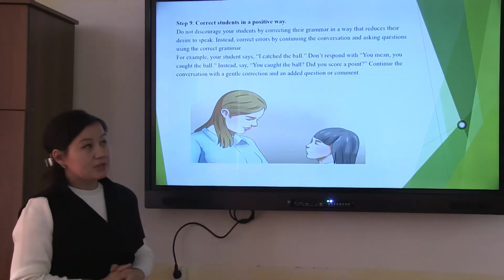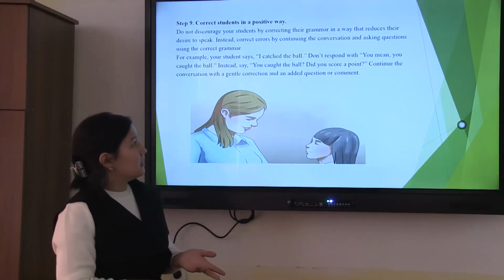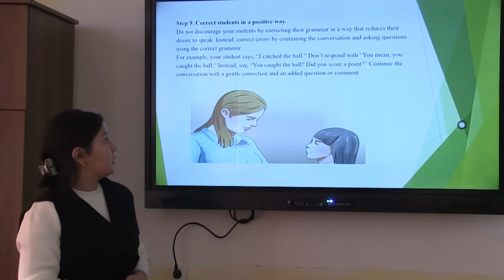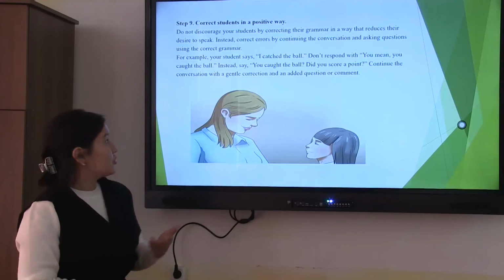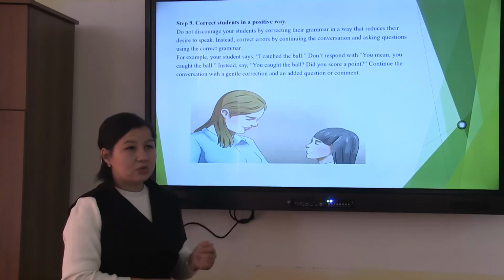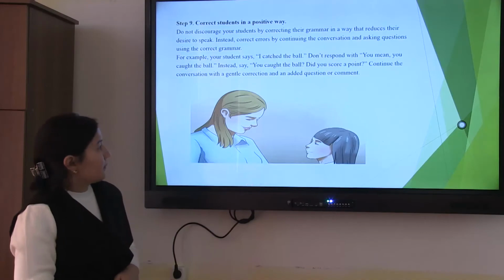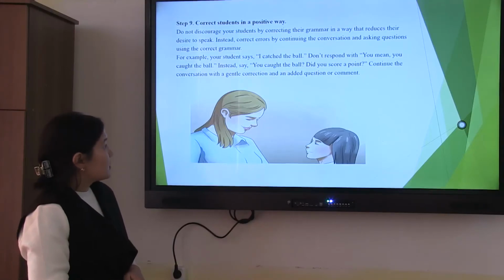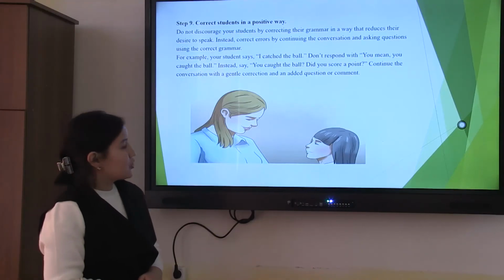Correct students in a positive way. Do not discourage a student by correcting them immediately and in a negative way, as that will reduce their desire to speak. Instead, correct errors by continuing the conversation and asking questions using the correct grammar. For example, if your student says, "I catch the ball," you can answer, "You mean you caught the ball," and continue the conversation with a gentle correction and an added question or comment.